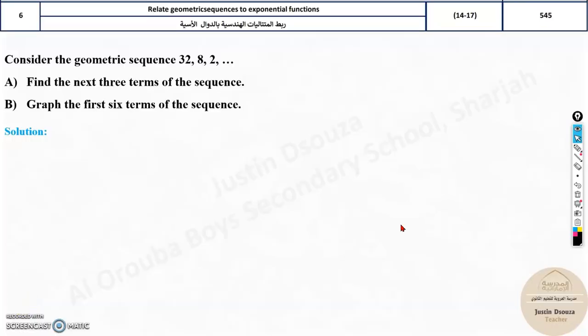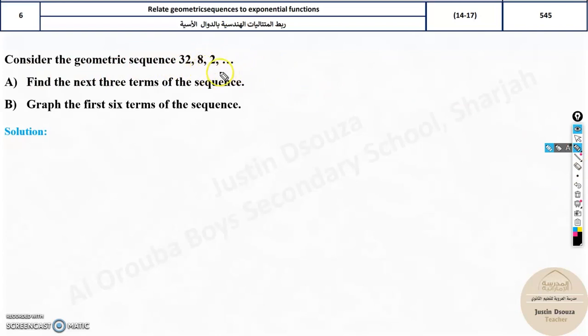The sixth topic is to relate geometric sequences to exponential functions. It might sound fancy, but what they want is basically to find a few terms of the geometric sequence and graph it. And when you graph, you realize the graph is an exponential function graph. Now we will see this. You have been told the sequence is a geometric sequence. So don't go to find the common ratio for all the terms.